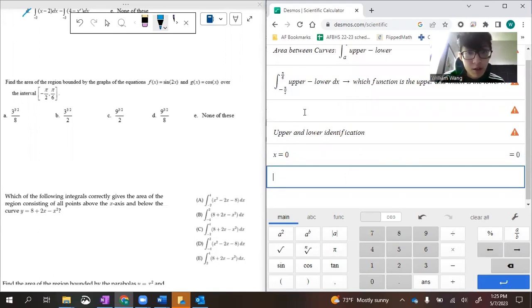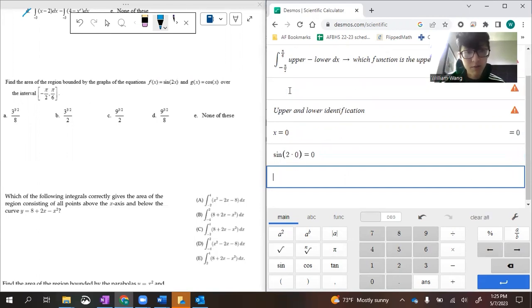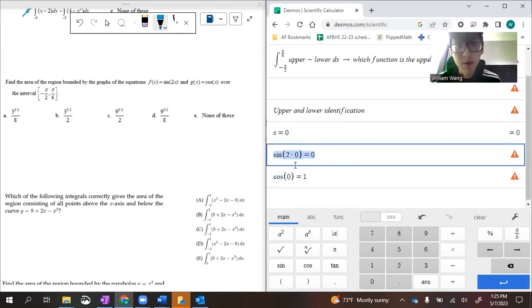The upper function, or actually, I don't know which one's the upper function, but let's plug it into sine of 2x. So sine of 2 times 0. I'll tell you right now, that's equal to 0. Other function, cosine of 0. I'll tell you right now, that's equal to 1. Okay, so if one function goes up to 1, one goes to 0, which one's the upper one?